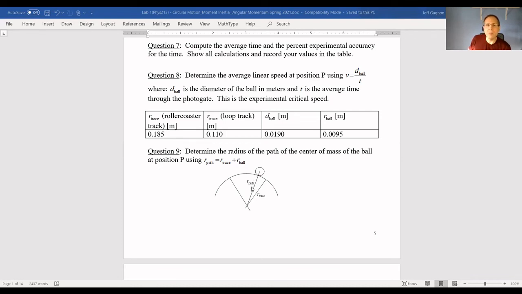So how do I find R path if I know R trace? Well, it's almost equal to R trace. I have to add one little thing. What do I need to add? Well, I need to add the radius of the ball, right? It's the radius of the trace plus the radius of the ball. That will be R path, at least for the roller coaster when it's rolling on top. So R path for the roller coaster track is going to be R trace plus R ball. Okay, so I gave you the information in the table here so you can find R path.